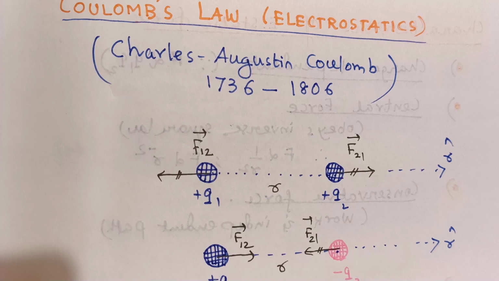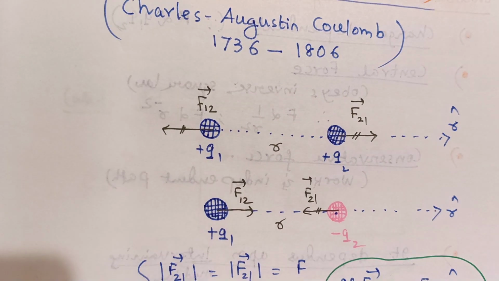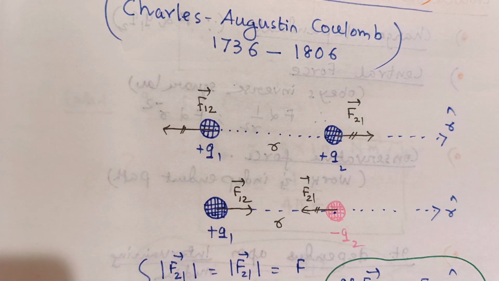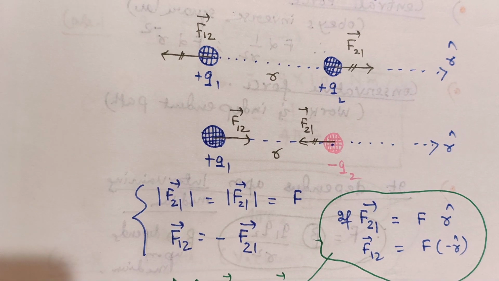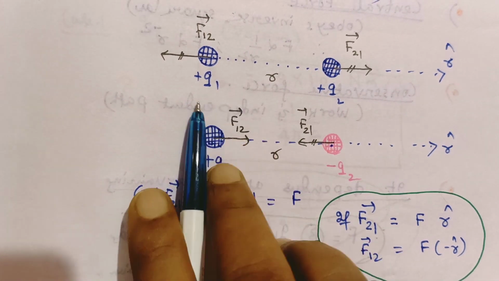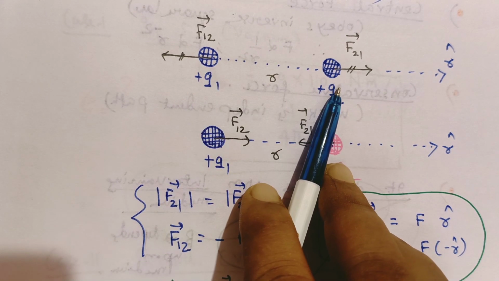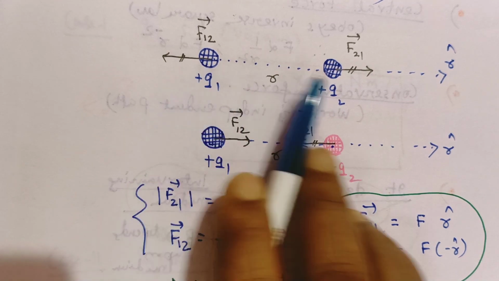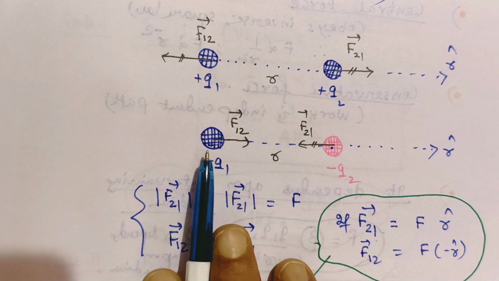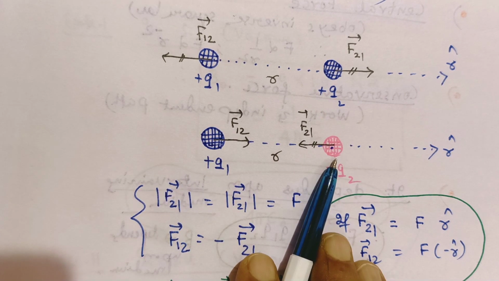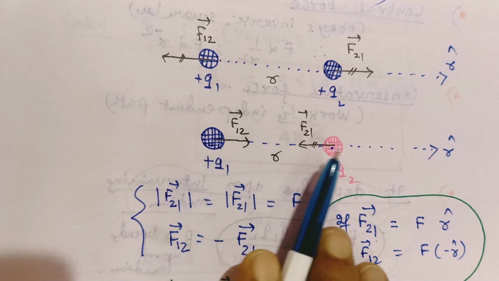In the previous class we read that two like point charges always repel and two unlike point charges always attract each other. You see this figure? Here there are two charged bodies, plus Q1 and plus Q2, and they repel each other. Similarly, you see this figure, one is a positive charge and one is a negative charge. So they always attract each other if they are point charges.